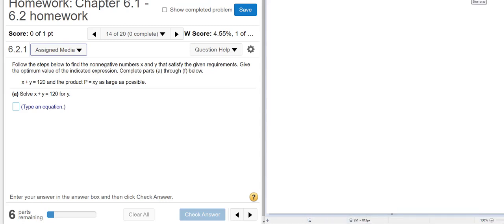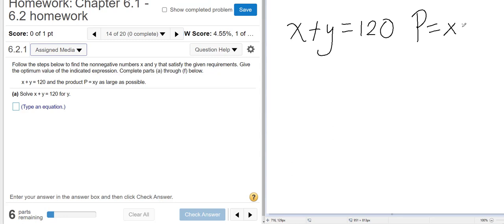Number 14, follow the steps below to find the non-negative numbers x and y that satisfy the given requirements. Give the optimum value of the indicated expression. Complete parts A through F below. So our problem here is that x plus y has to be 120, and we want to find the optimum value of p equals x times y. Now, this is a perfect example of an area problem.